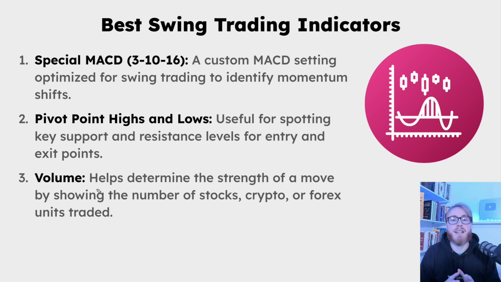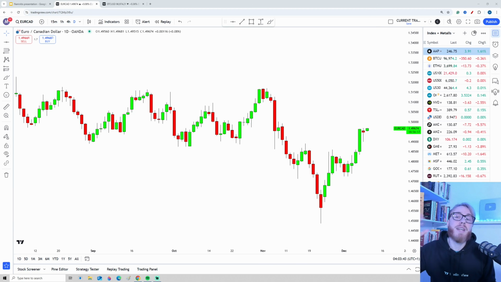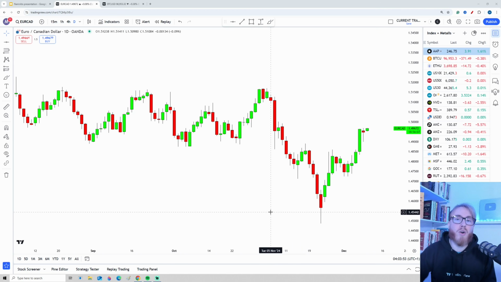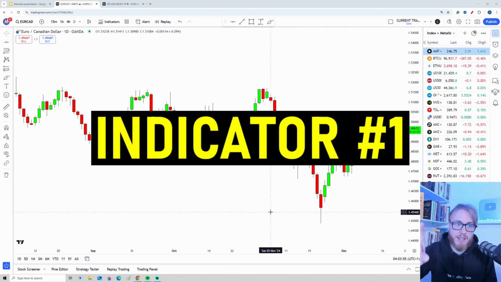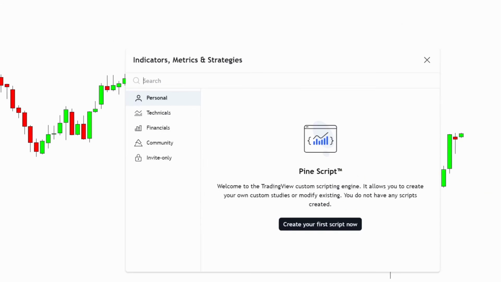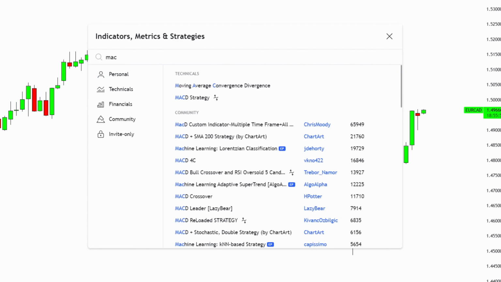But now guys, let's take a look at all of these indicators one by one and step by step. Alright guys, so now we have jumped in to TradingView, and now we're ready to open up our first indicator. To do this, we want to go up here to the Indicators tab in TradingView, and what we want to search for here is simply MACD.